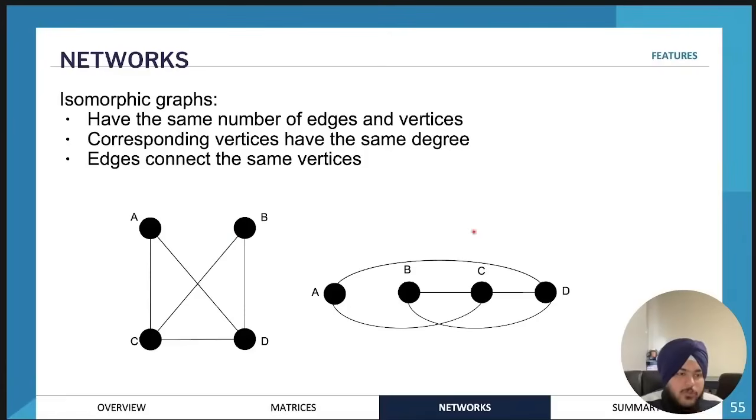Again, just to summarize, an isomorphic graph is the exact same network, just represented in a different way. So they represent the exact same information.